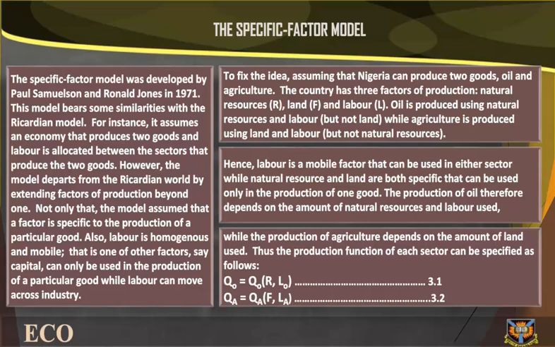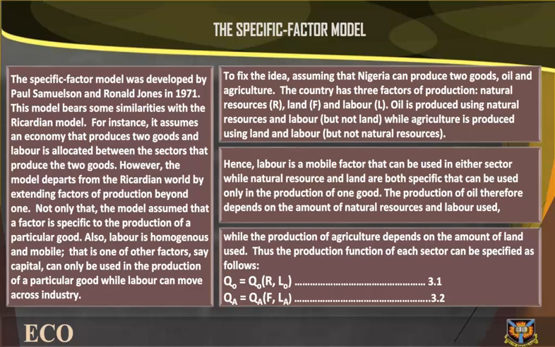For instance, it assumes an economy that produces two goods and labor is allocated between the sectors that produce the two goods. However, the model departs from the Ricardian world by extending factors of production beyond one. Not only that, the model assumes that a factor is specific to the production of a particular good. Also, labor is homogeneous and mobile. That is, one of the other factors, say capital, can only be used in the production of a particular good, while labor can move across industries.